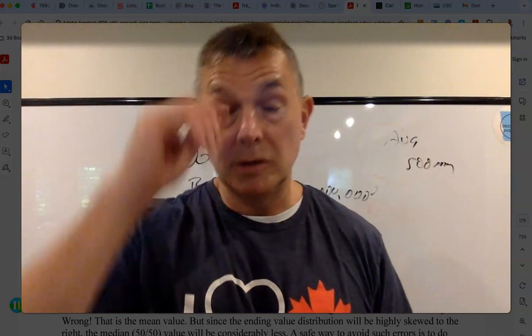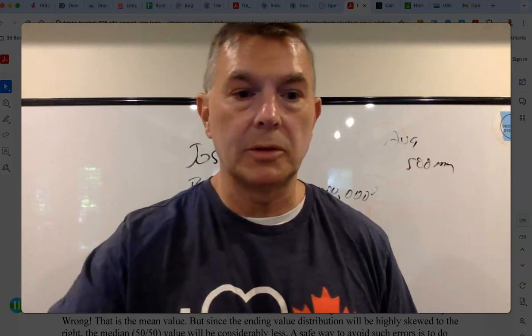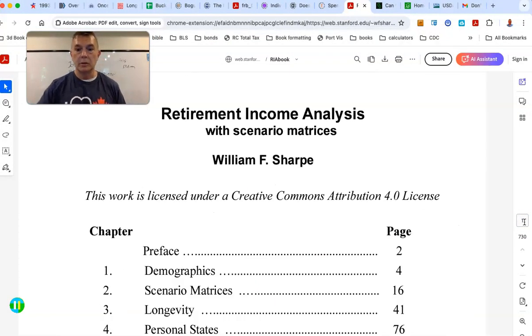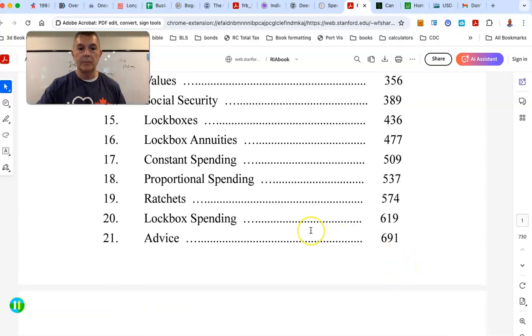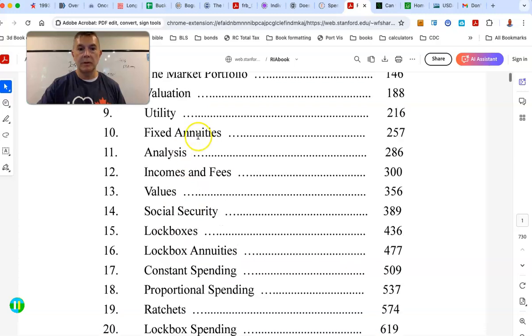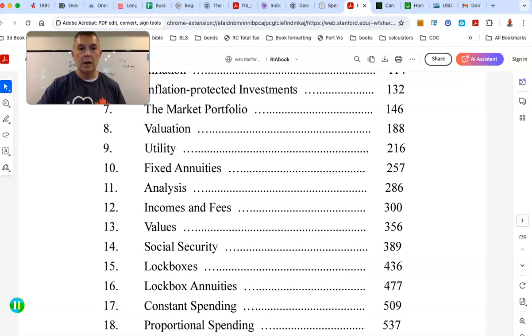And again, just look up William Sharpe's Retirement Income Analysis, I think is what this is called. It's not a paper, it's a book. It's literally a textbook. It's got 700 and something pages in here. Constant spending, Social Security, income and fees, fixed annuities. Yeah, so lots of good stuff in here, man.